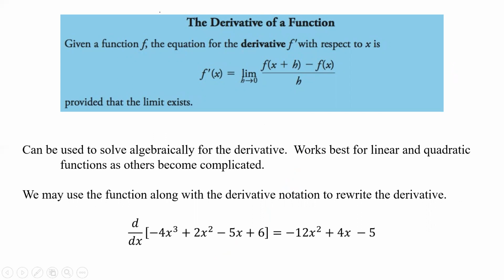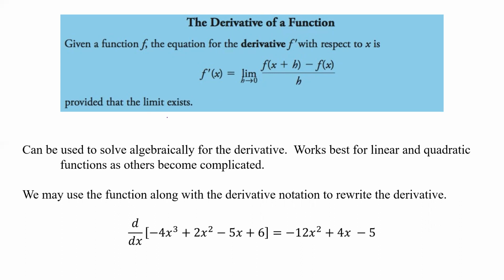So given that function f, the equation for the derivative f prime with respect to x is f prime of x equals the limit as h goes to 0 of f of x plus h minus f of x over h. And that's all provided that the limit does exist. So we can't do it where a limit doesn't exist. It has to actually exist.